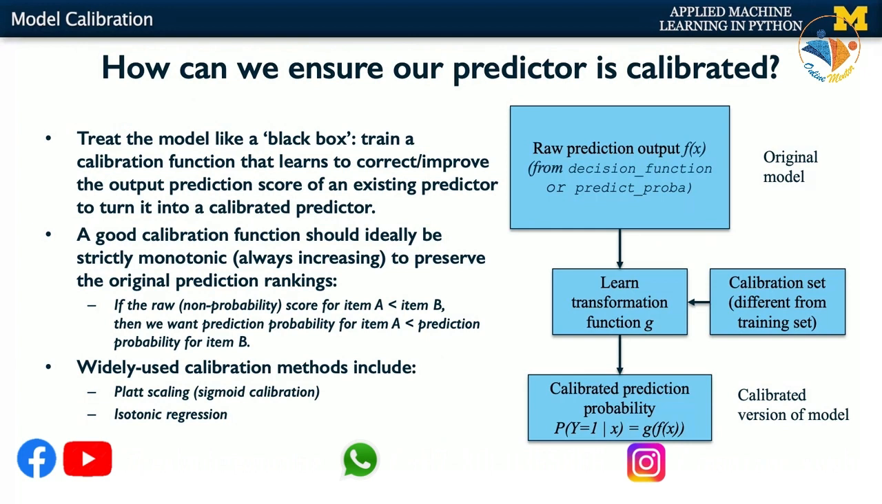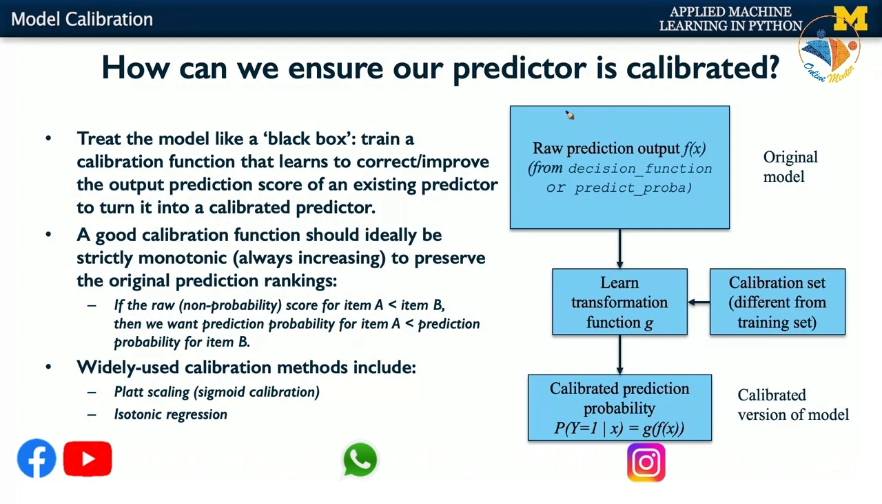So I'll describe in a minute how you can create these kinds of calibration curves with scikit-learn. But suppose for now that we've decided that the predictor is not well calibrated. What can we do about it? How can we fix these poorly calibrated probabilities? Well, one widely used approach is to treat the prediction model like a black box. In other words, we train a calibration function that learns to correct or improve the output prediction scores of an existing predictor and to turn it into a calibrated predictor.